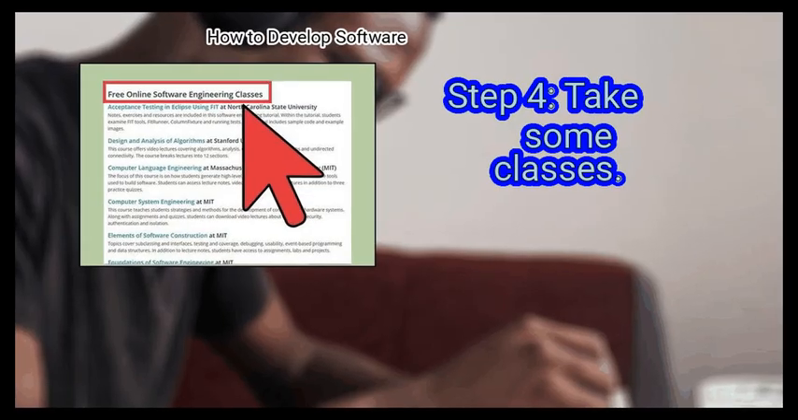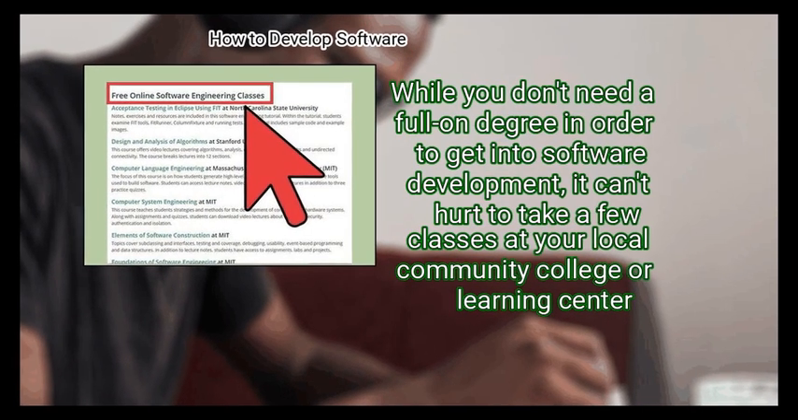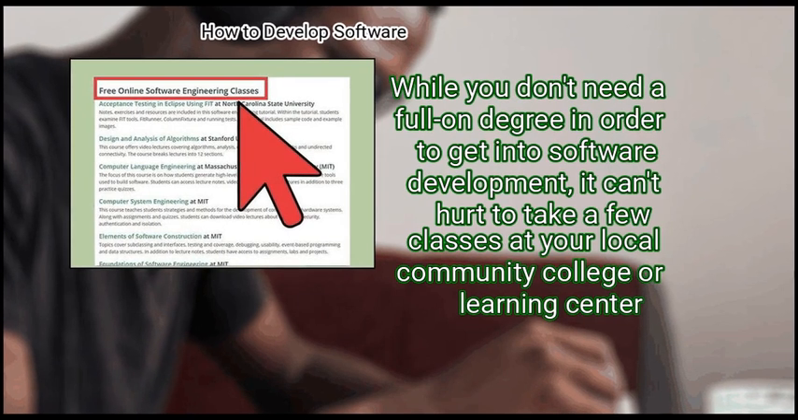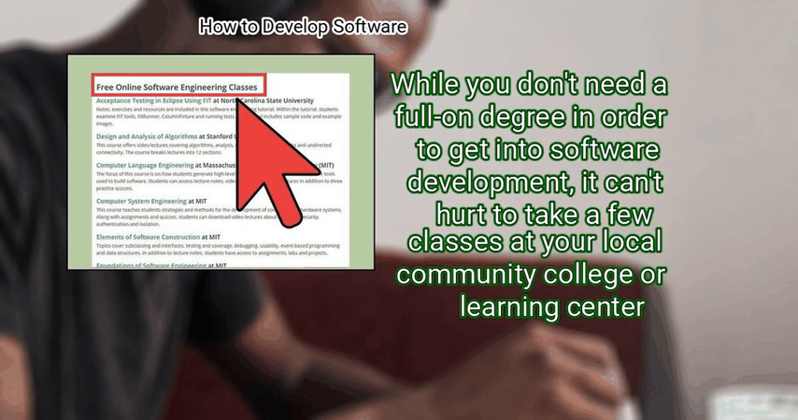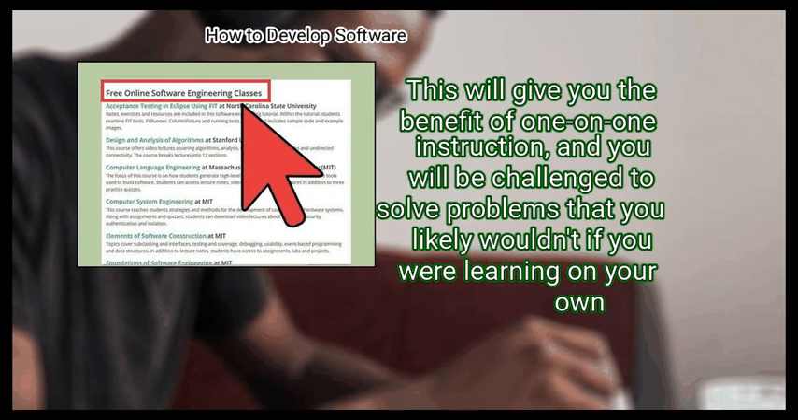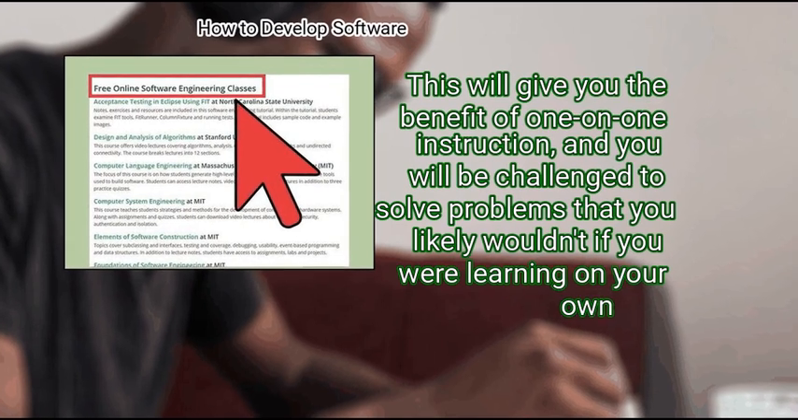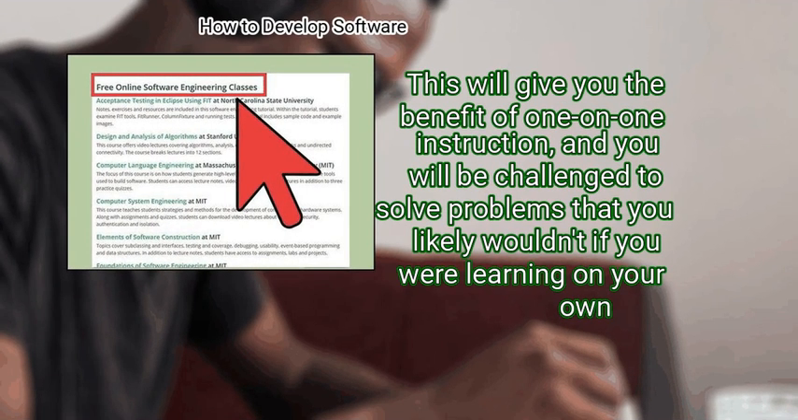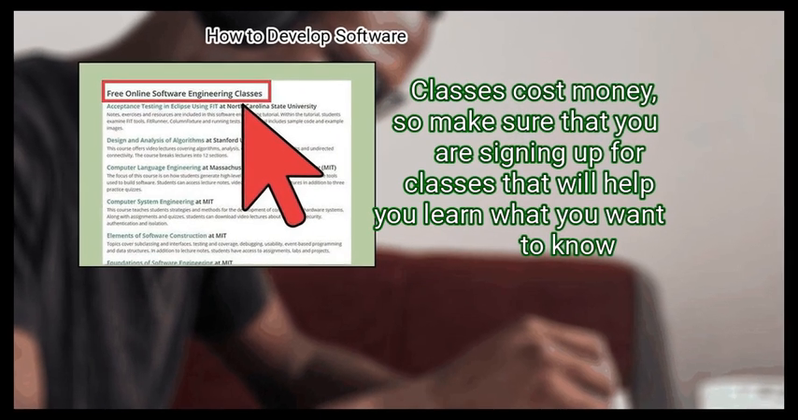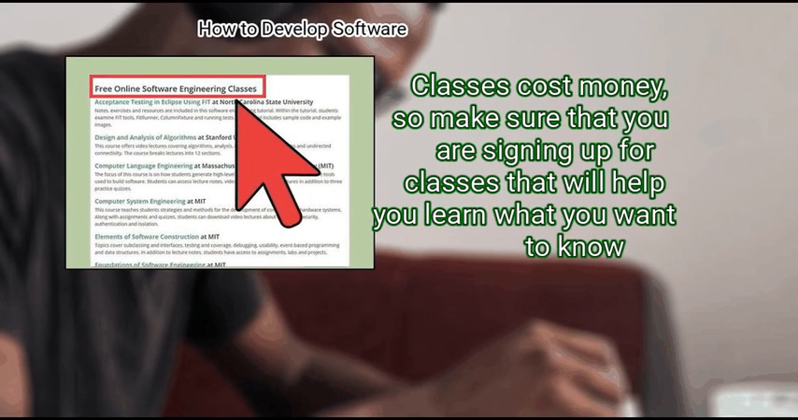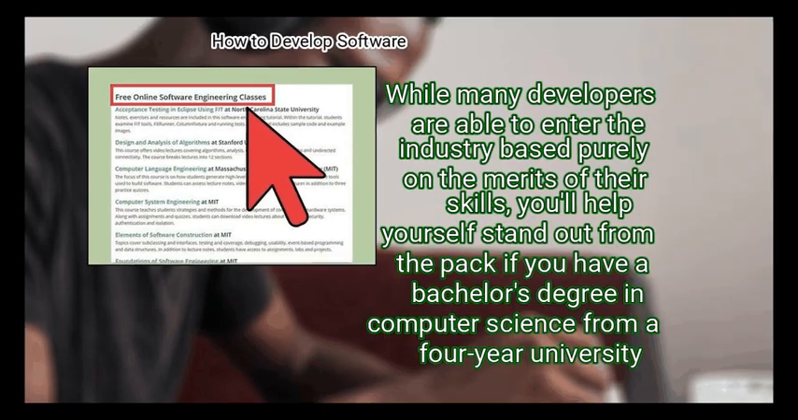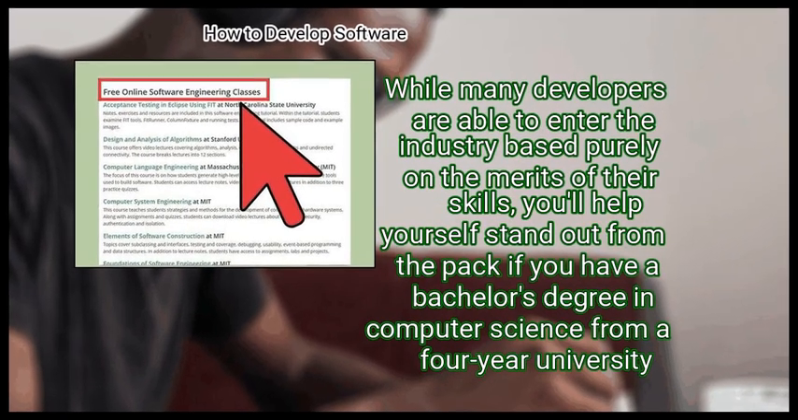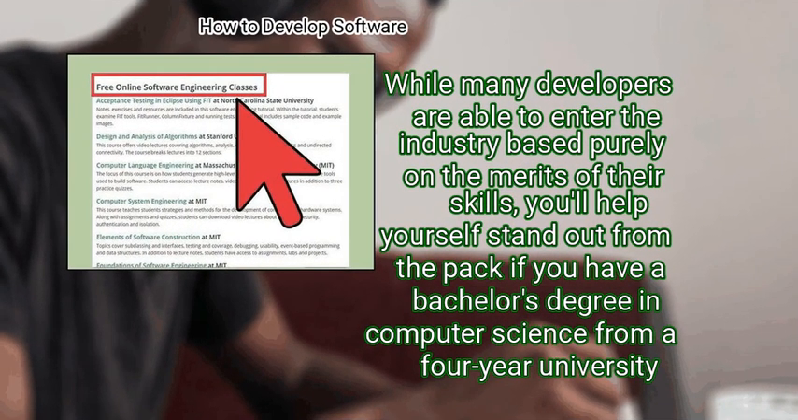Step 4. Take some classes. While you don't need a full-on degree in order to get into software development, it can't hurt to take a few classes at your local community college or learning center. This will give you the benefit of one-on-one instruction, and you will be challenged to solve problems that you likely wouldn't if you were learning on your own. Classes cost money, so make sure that you are signing up for classes that will help you learn what you want to know.